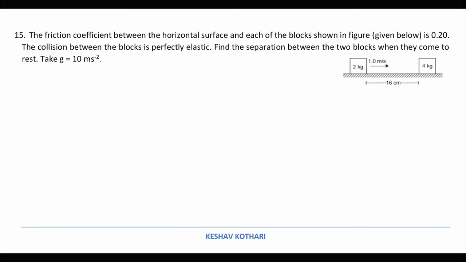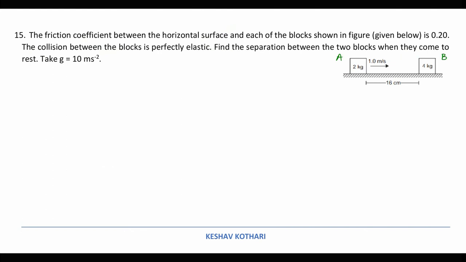problem. Problem number 15. The friction coefficient between the horizontal surface and each of the blocks shown in the figure is 0.2. The collision between the blocks is perfectly elastic. Find the separation between the two blocks when they come to rest. If I start solving this particular problem, I am naming this block as block A and the other one as block B.